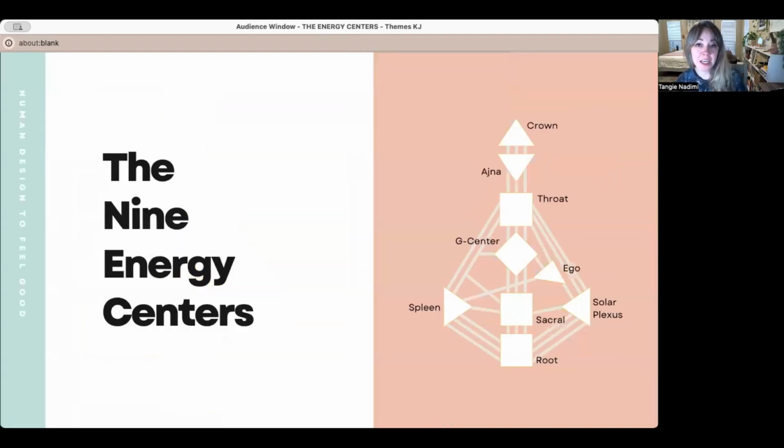The first slide here, we have all 9 energy centers. So at the very bottom, we're starting with the root center. Right above that, we have the sacral. To the right of it, the solar plexus. On the other side, on the left, we have the spleen. There's the ego center, the smallest triangle, the G center right in the middle. Above that, the throat, the ajna, and the crown. So that's all 9 energy centers.